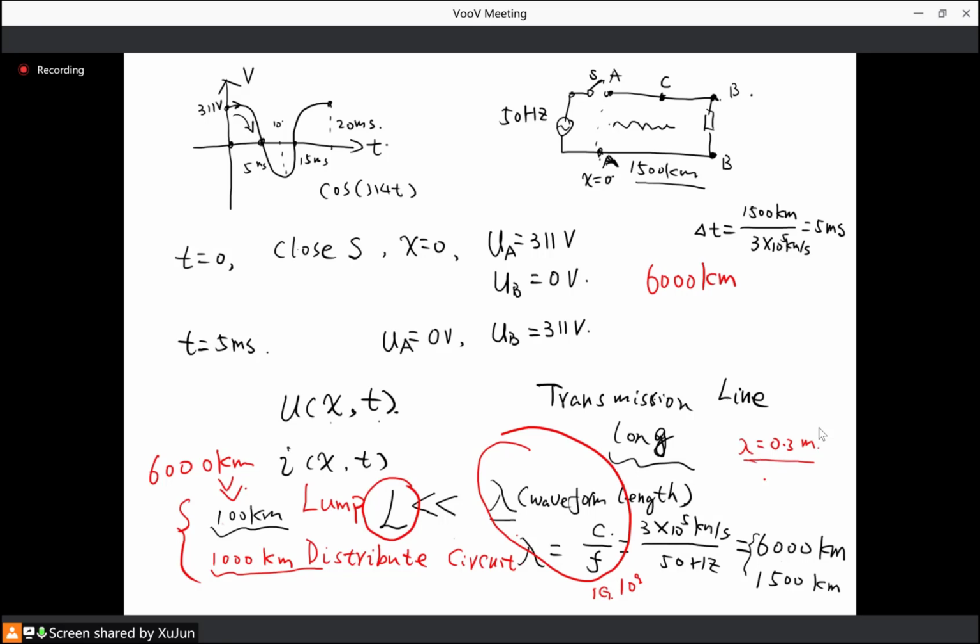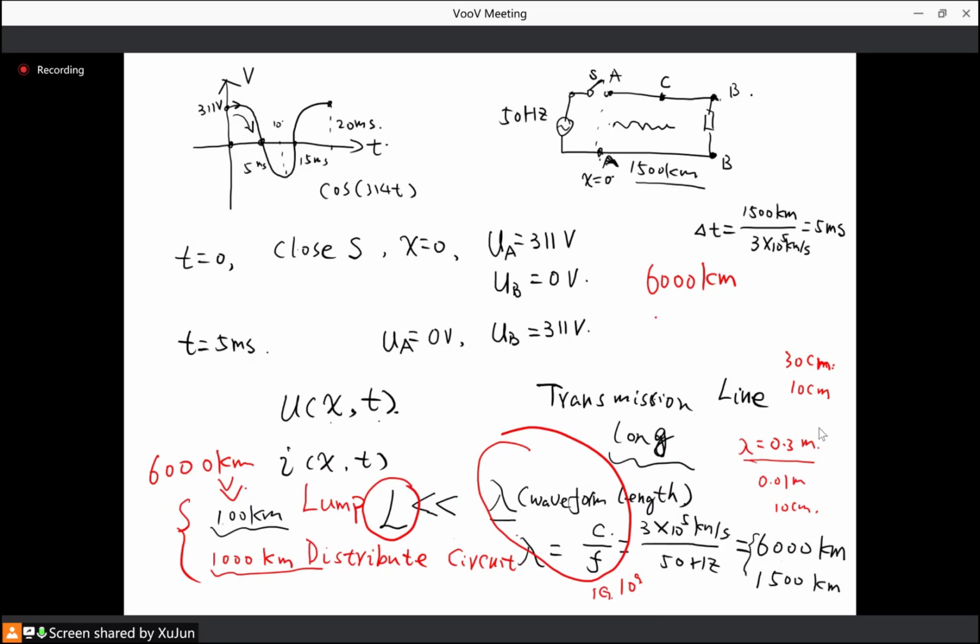For a common circuit, maybe your cell phone is 0.1 meters, so we can compare them. This 30 cm wavelength, and your cell phone is 10 cm. We can compare. So for the communication system, your cell phone is a distributed system. But for the power system, your cell phone is a lumped circuit. Do you understand?